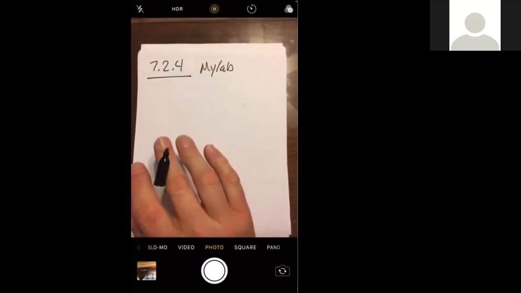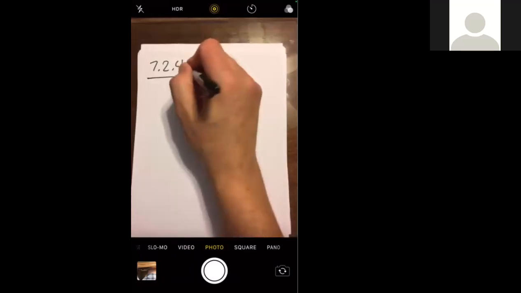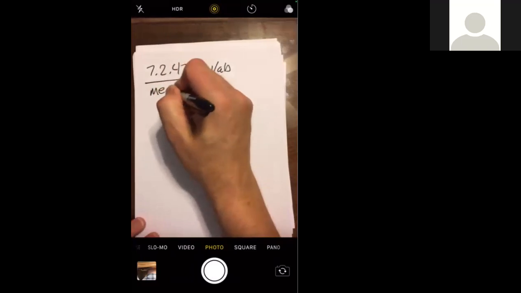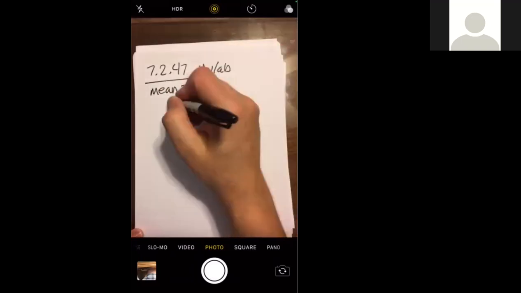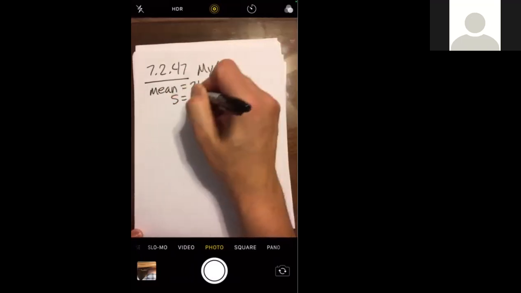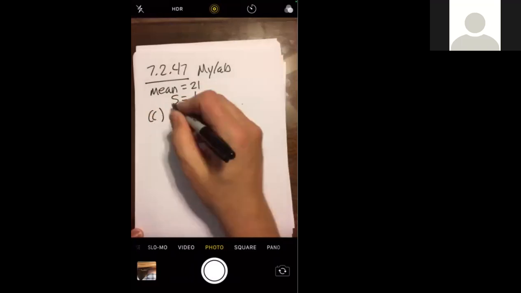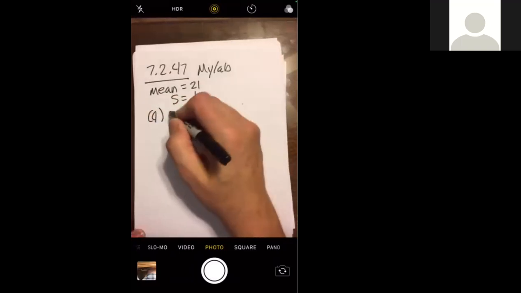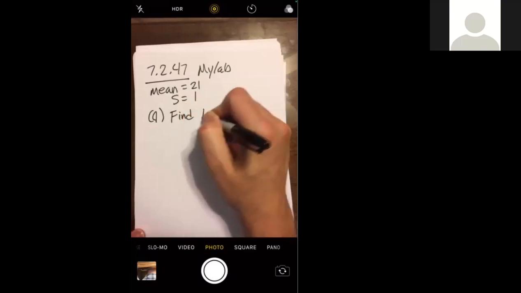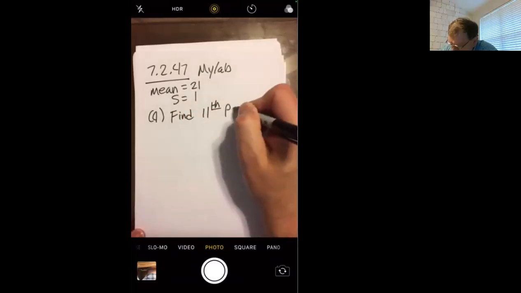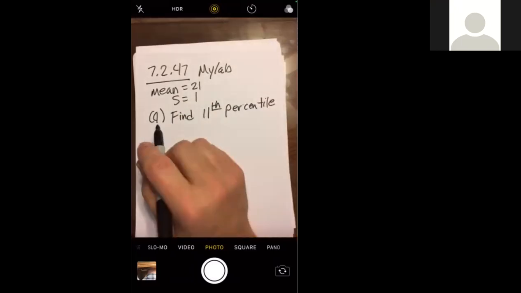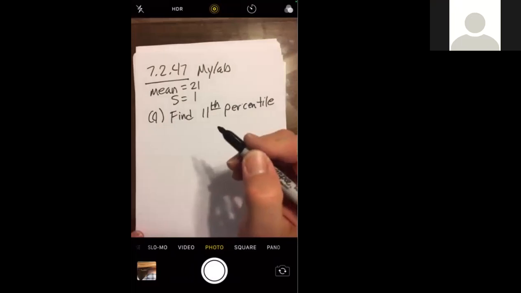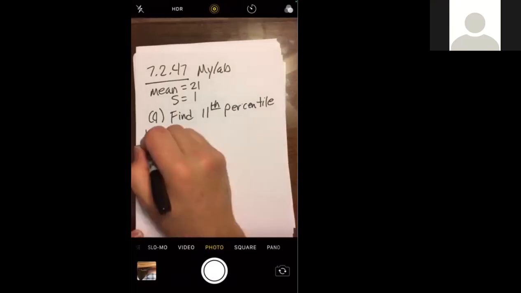Okay, part 7.2.47. It says the mean incubation time of fertilized eggs is 21 days. Suppose the incubation times are approximately normally distributed with a standard deviation of 1 day. A, determine the 11th percentile for incubation times. B, determine the incubation times that make up the middle 97%.